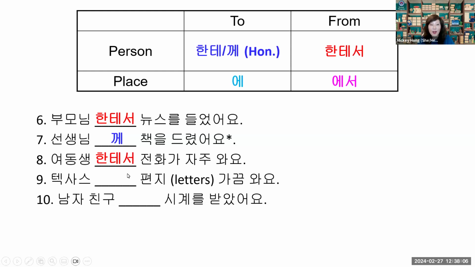Texas is not a person unless it could be a proper noun, but it's a place here. So 텍사스에서 편지가 가끔 와요. You get a letter time to time from Texas. Okay, assuming this is from the state, not a person. 남자친구, boyfriend. So 남자친구한테서, you receive something, you got something from the boyfriend. When it's 받았다, it's always from, we receive from. 주다 is give to. So 남자친구한테서 시계를 받았어요.